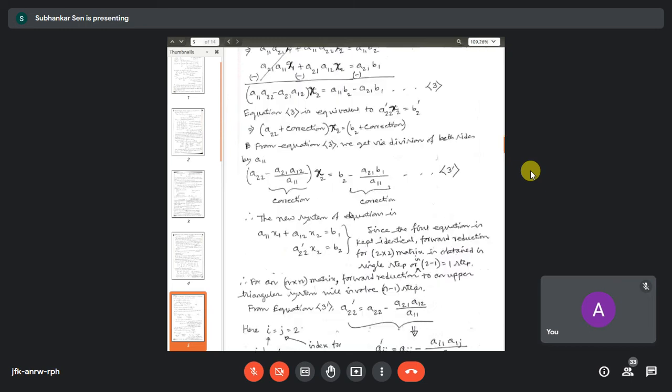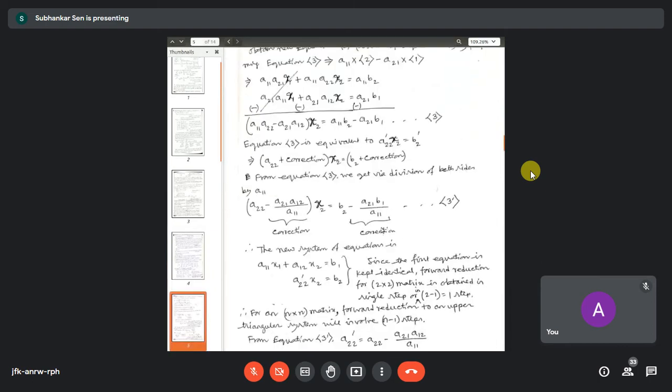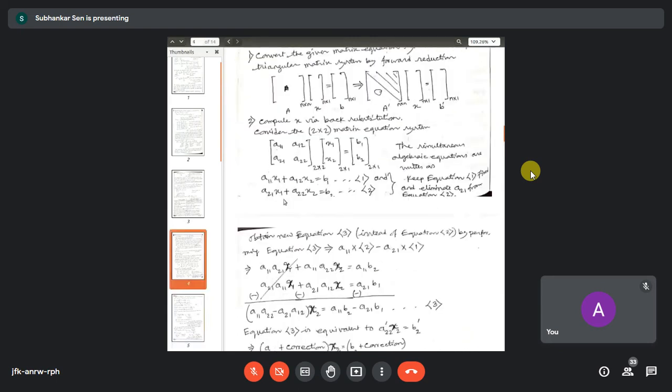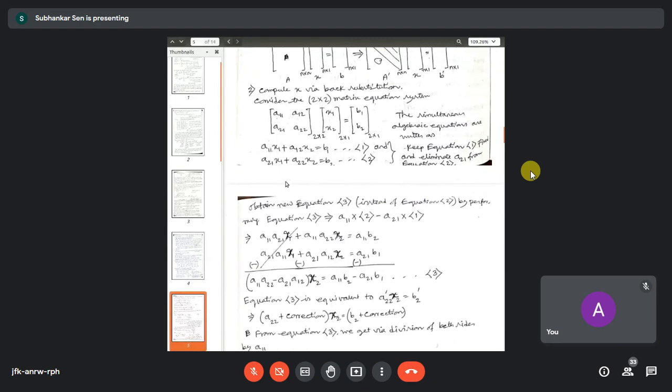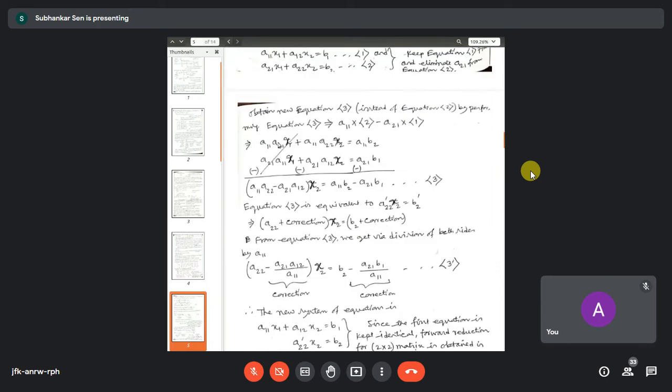So now, with this rearrangement, the original set of equations can be written as a11x1 plus a12 x2, this is the first equation and this is the second equation. If we write in the matrix form, this will give you an upper triangular matrix, and it is easy to solve. So you have a 2 by 2 matrix, and for a 2 by 2 matrix there is only one forward reduction. What we have done here, multiplying by coefficients, subtracting and getting a modified equation, this step is known as forward reduction, okay?